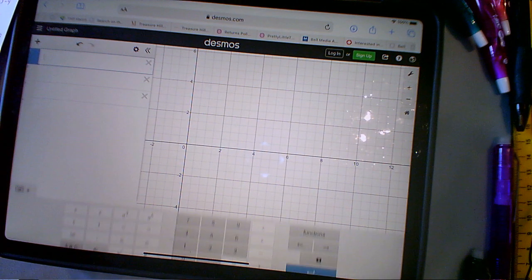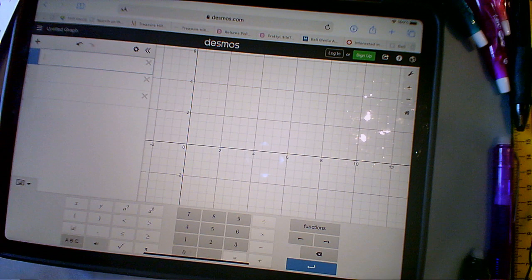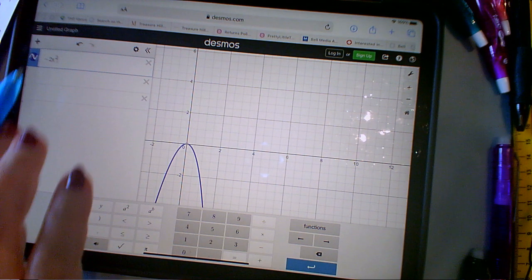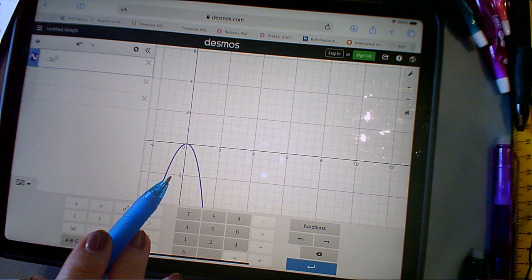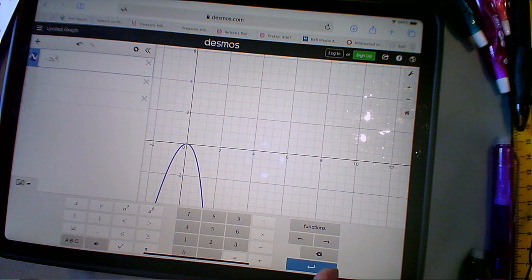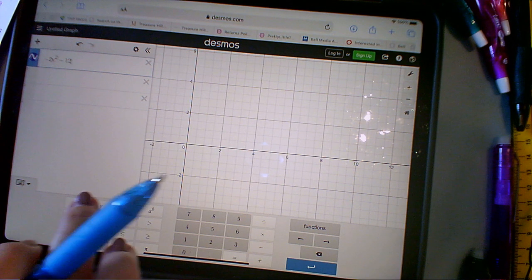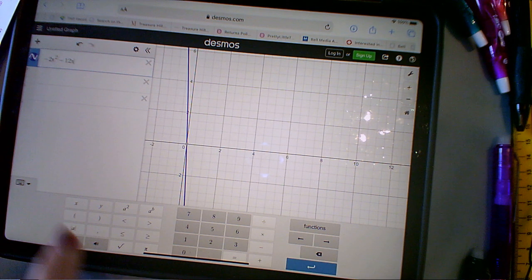So there's my keyboard again. So I need negative 2x squared. Notice as soon as you put the square on it, it becomes a parabolic shape. See, if I get rid of the square, it's a line, but as soon as I put a square, it's a parabola. Negative 2x squared minus 12x minus 9.